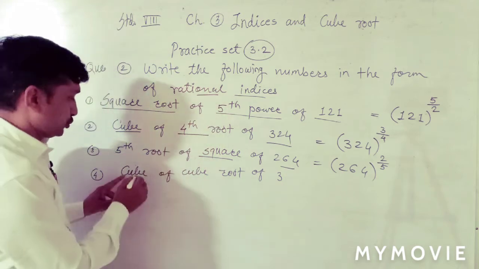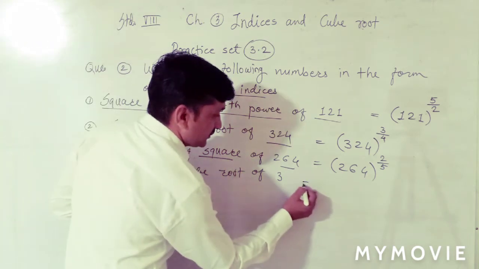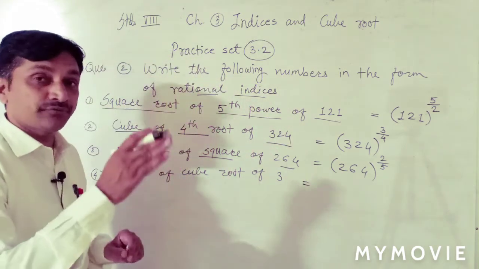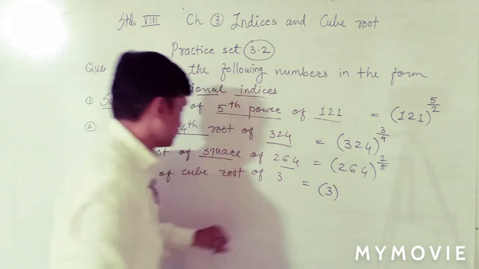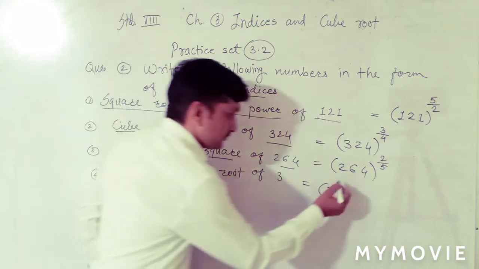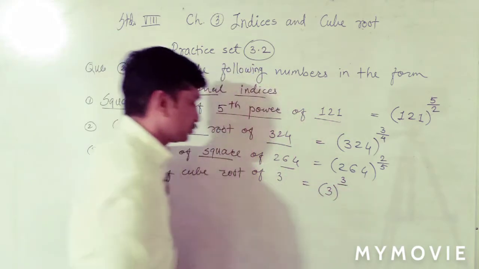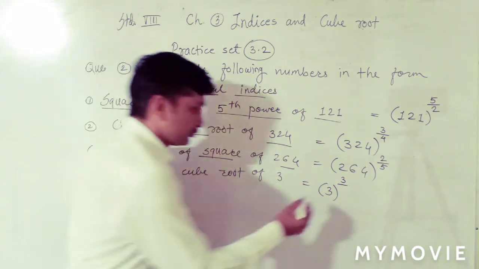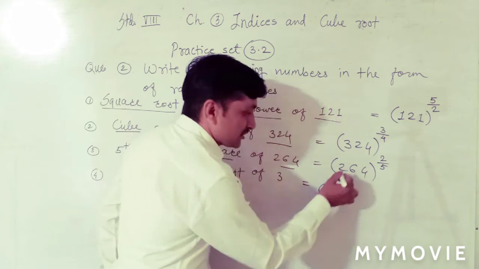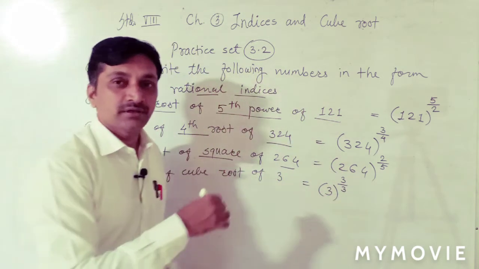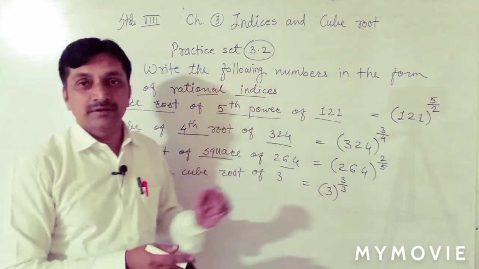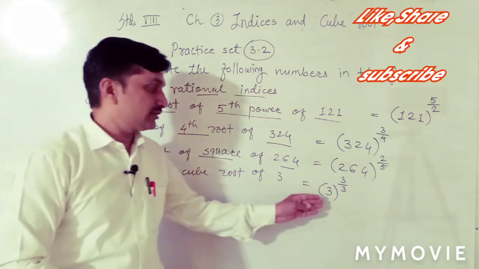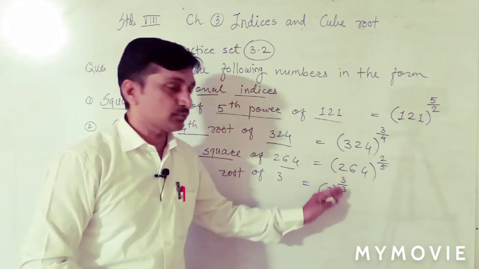Last, cube of cube root of 3. What is base? 3 raised to, what is power? Cube, upon, what is root? Cube root, upon 3. 3 raised to 3 upon 3. If we reduce, 3 upon 3 is 1, 3 raised to 1 means 3 itself, but here we have to write symbolically, that's why it will be 3 raised to 3 upon 3.